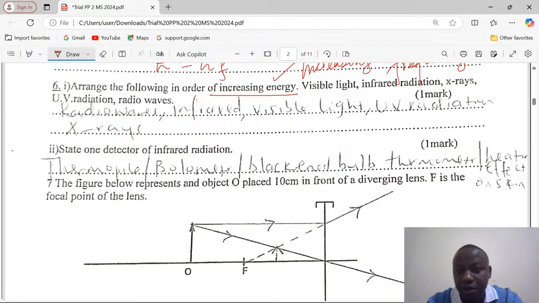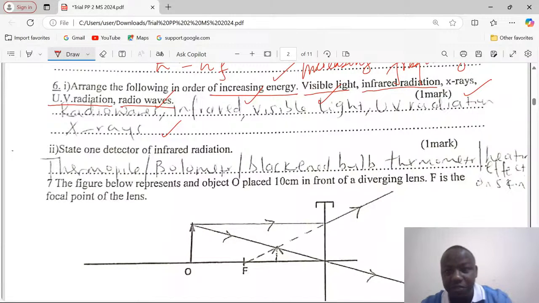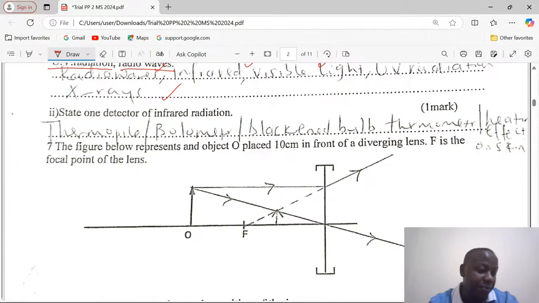Arrange the following in order of increasing energy. So we have visible light, infrared radiation, X-rays, UV radiation, radio waves. When you begin arranging them, you'll begin with radio waves, infrared, visible light, UV radiation, then X-rays, according to what is available here. The spectrum contains 7 of them. You should know the order so that no matter the ones they bring, you can arrange the available ones.